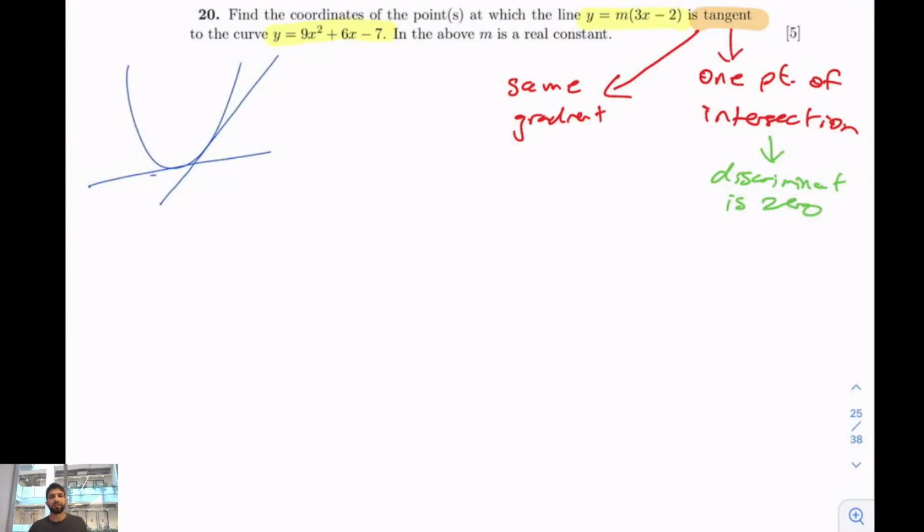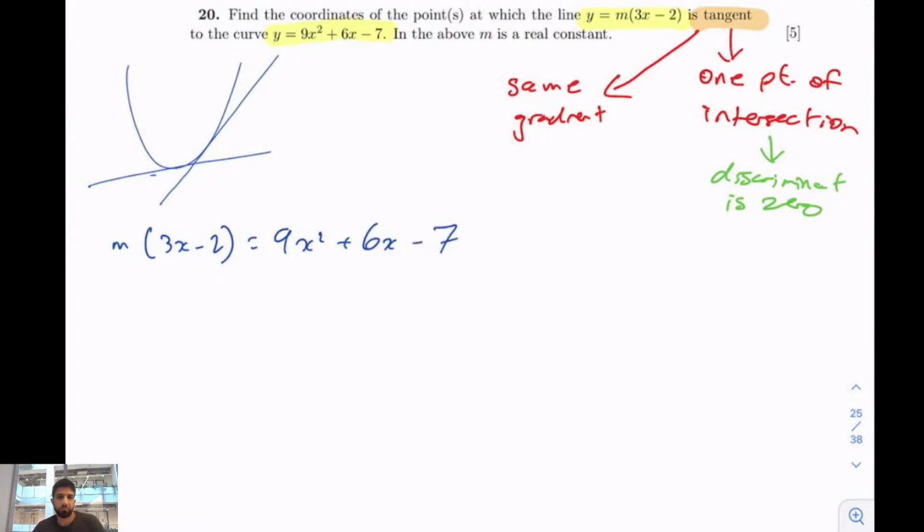So let's start with the intersection. You may not think about the discriminant from the very beginning, that's okay. But I think a reasonable step to take, if we know that they're touching each other, is to work on the intersection. So how do you find the point of intersection of a line and a parabola? They're both in the form y equals, so you can equate them to each other. So that's what I'm going to do. I'm going to say m(3x - 2) is equal to 9x squared plus 6x minus 7.